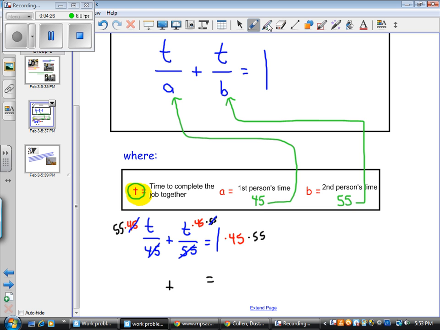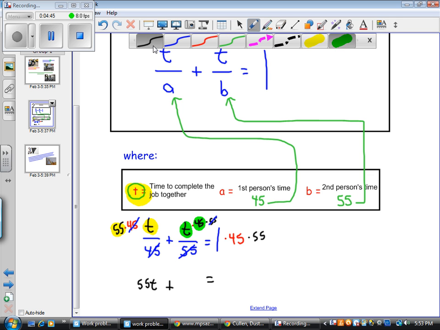In the first part here, I have a 55 times t left in the numerator. So that's going to be 55t. And in the second part there, I have a 45 and a t left in the numerator. If I multiply those together, that's just 45t.